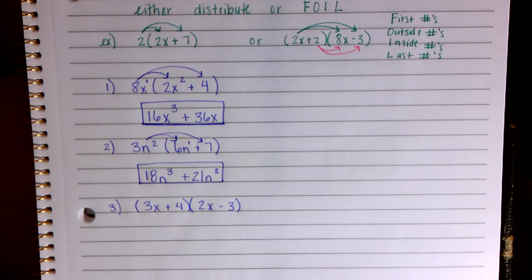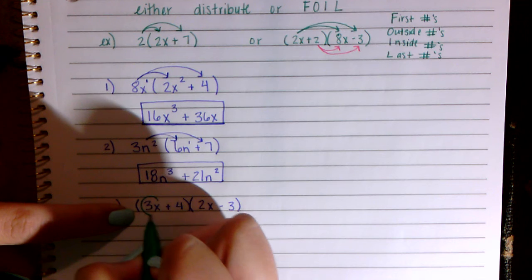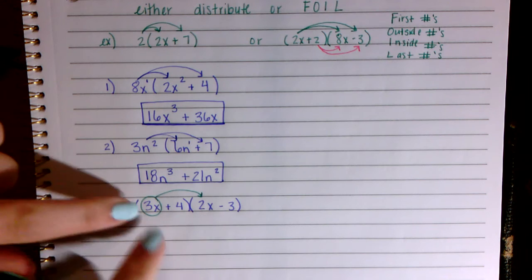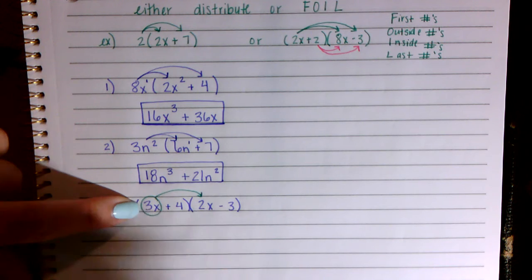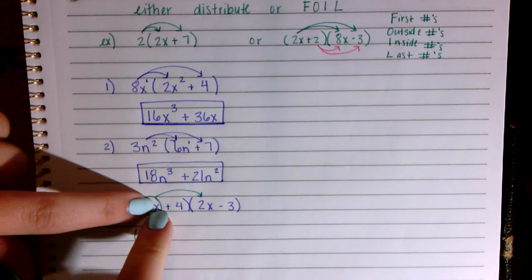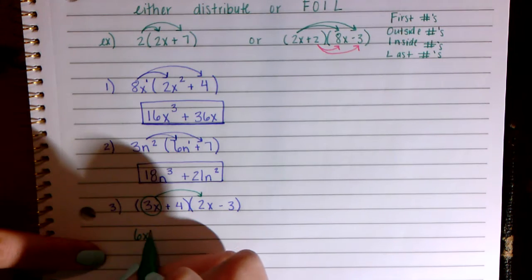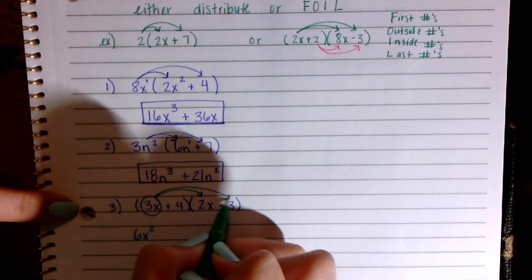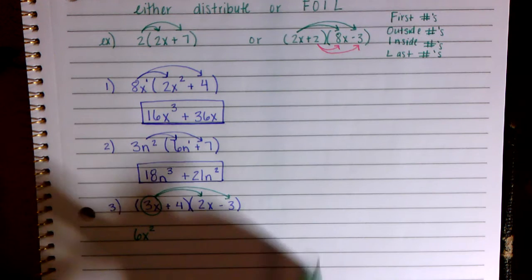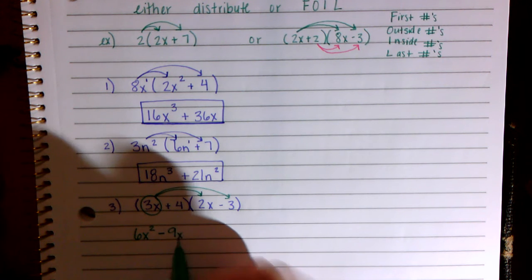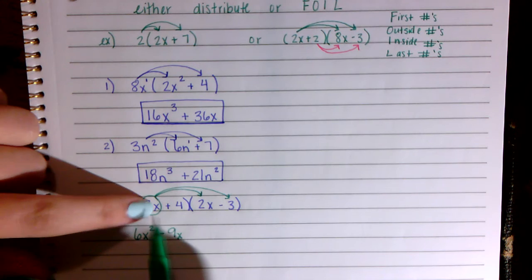So I'm going to use green because I've got a lot of arrows happening. So this number I'm going to multiply to the first number over here. First to first. 3x times 2x. Well, 3 times 2 is 6. And I'm going to add those exponents. There's an imaginary 1 here and an imaginary 1 here, which gives me x to the second. And then my outside numbers. So these are my two outside numbers. So 3x times negative 3 becomes negative 9x. Multiply your coefficients, keep that x.